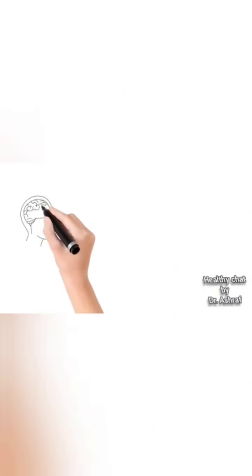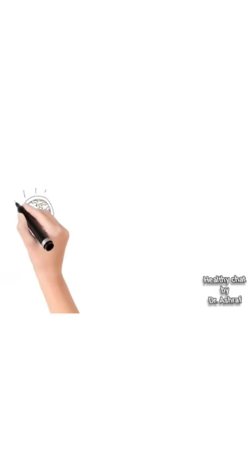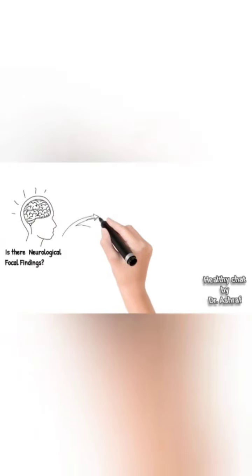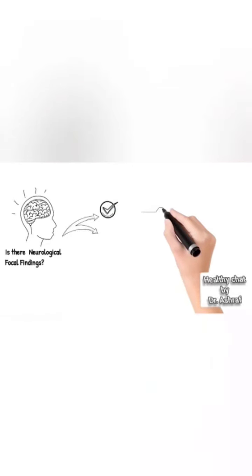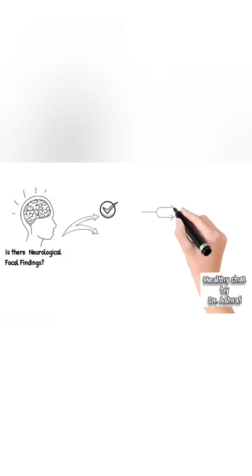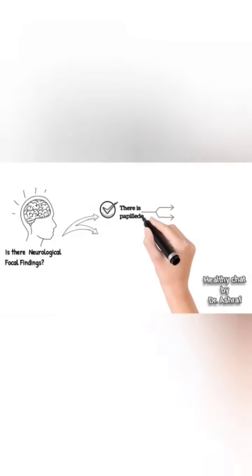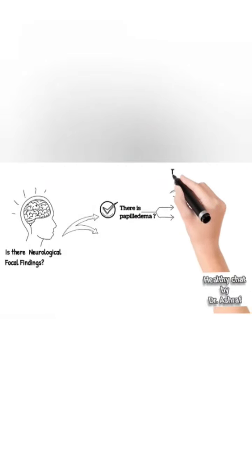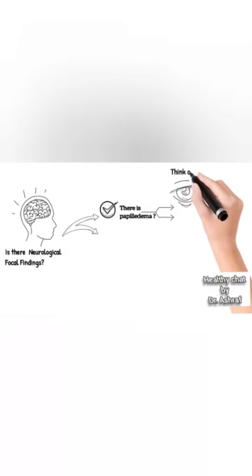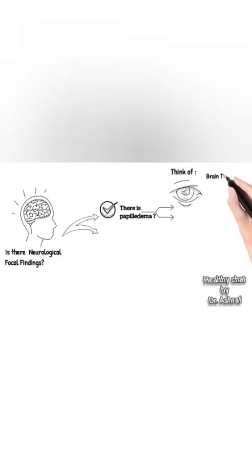Our next step is the neurological examination. We look for focal neurologic findings, weakness on one side, unequal pupils, abnormal reflexes. If focal findings are present, this points to a structural brain problem. We must quickly determine if there is papilledema, swelling of the optic disc seen in the back of the eye. With papilledema, this indicates increased intracranial pressure. Think of a space-occupying lesion like a brain tumor, brain abscess, or a large intracranial hematoma.